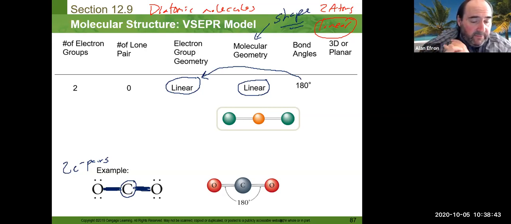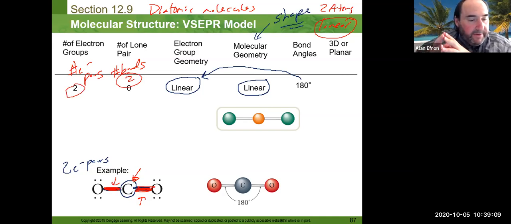When we do get to 3 or more atoms, again, you want to go to the central guy. You want to look and count up how many electron pairs. So again, 2 electron pairs, and it also has 2 bonds, 1 and 2. So number of electron pairs is really what this is. Number of bonds would be 2. That's an easy way to remember it. And the electron pair geometry would be linear, and so would the molecular geometry, or the shape of it would also be linear.